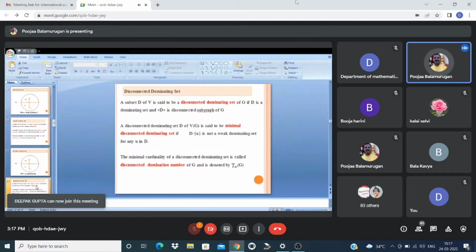Okay. At the same time, for the disconnected dominating set in Kn, suppose you take Kn, no vertex subset in Kn is disconnected.